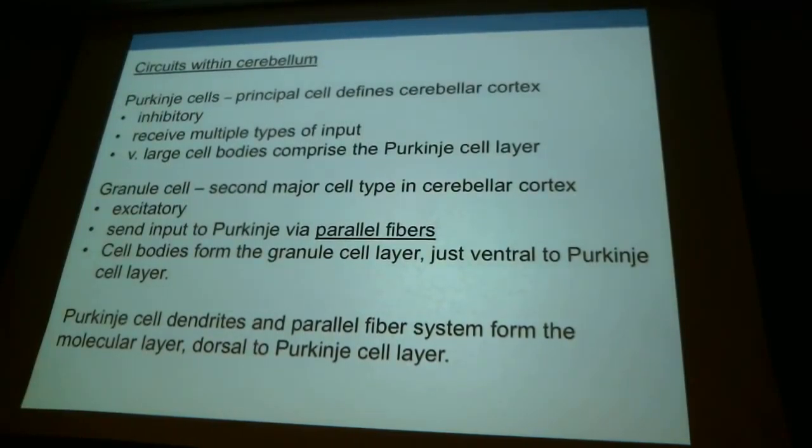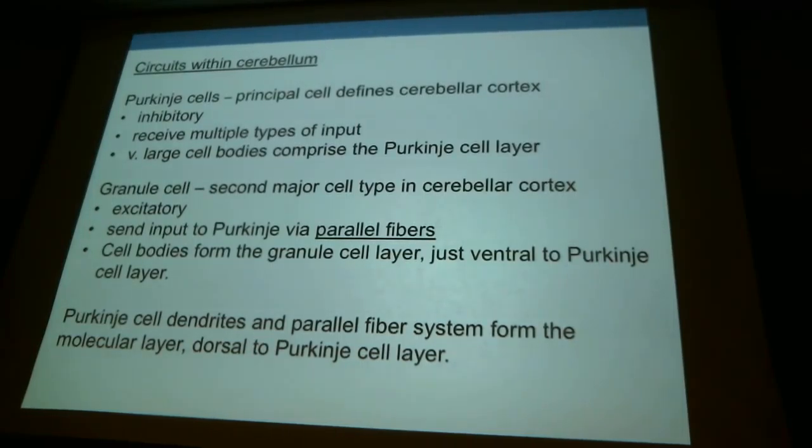Okay. And this is a very famous circuit. We're still trying to figure out what exactly this circuit is doing. It has this canonical circuit, so no matter where you go in the cerebellum, you're going to see the same circuit over and over again. So the idea is that there's some computation going on, that it's doing something similar to all the information that it's getting, but what exactly that is is still being worked out.